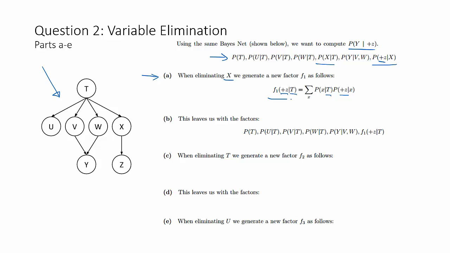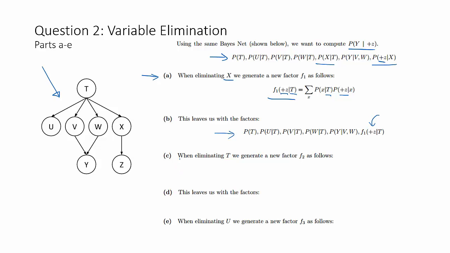Once we have this new factor, we add this factor back into our list of factors to consider. And so these are our new factors that we have. Note that P of X given T and P of plus Z given X are removed, and we have this new factor that enters into our list of factors. So let's continue the variable elimination process.